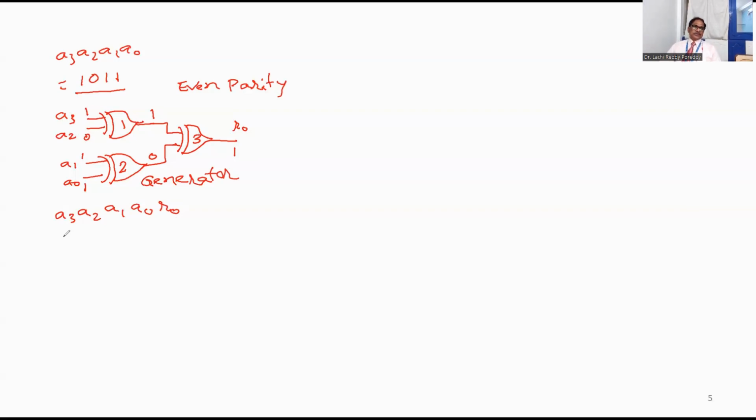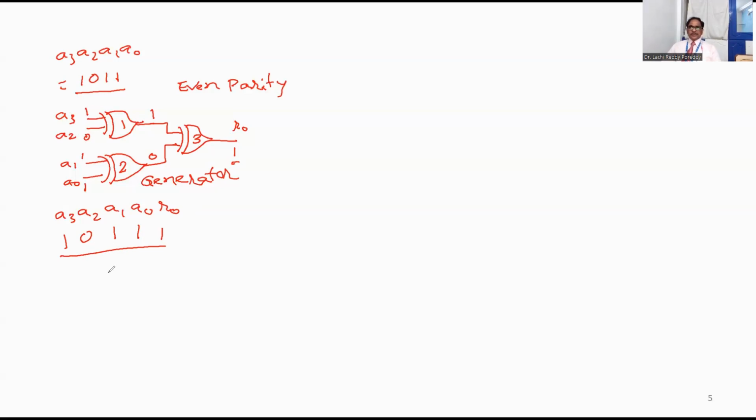Now, what is our original message? A3 is 1, A2 is 0, A1 is 1, A0 is 1. So the original message is having an odd number of ones. But what we want is an even number of ones. So R0 must be 1. So R0 generated is 1. Now this is the message we need to send.